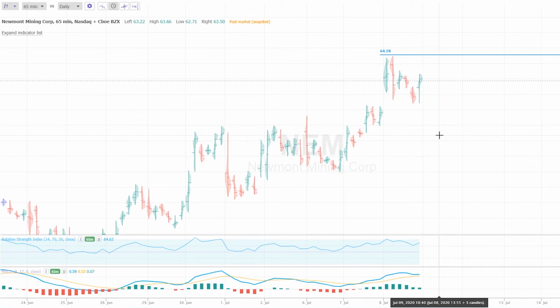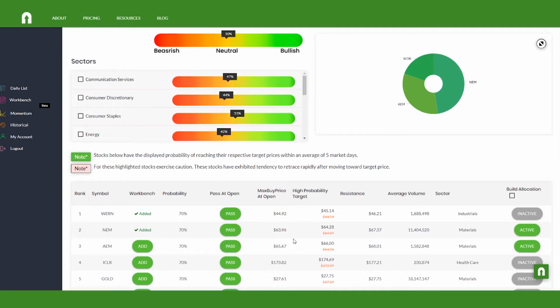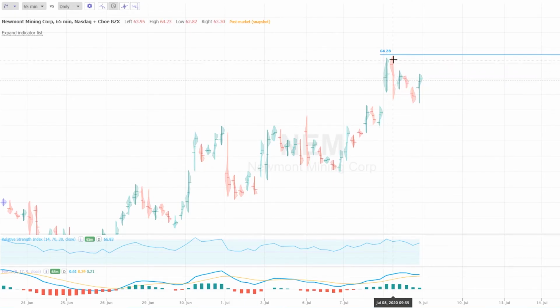So here is NEM. It started the day at 63.55, which is within our max buy price at open at 63.96. After that point, it went up with a high of 64.23. That was the high of the day. Now that is so close to that probability target. I, as a trader, would have taken my profits there if I started to see it fall down.